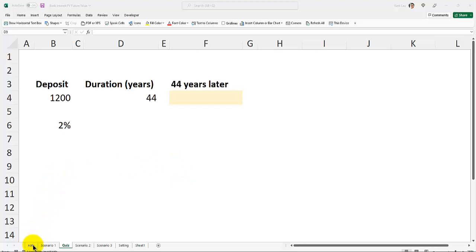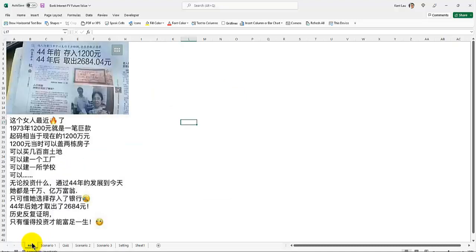Now I got this inspiration because I saw this article on social media. I'm not sure if it is like the makeup, right? So it says that this lady put 1,200 into a bank, and after 44 years, she got back 2,684 and 04 cents. So this is another country, right?